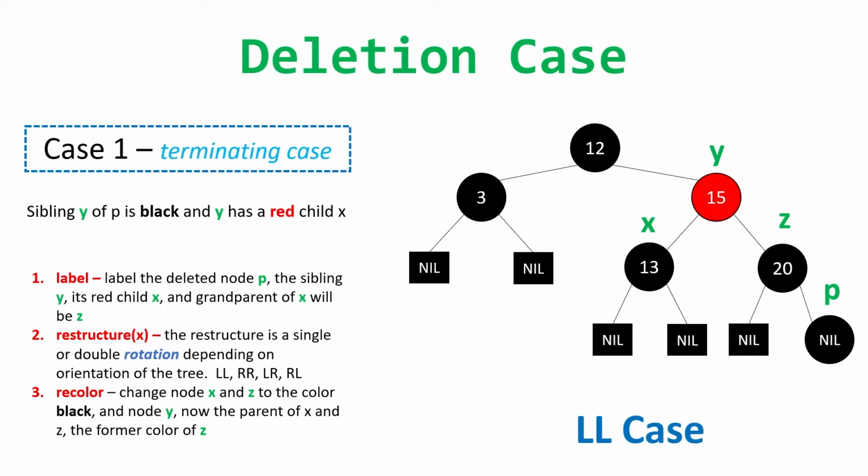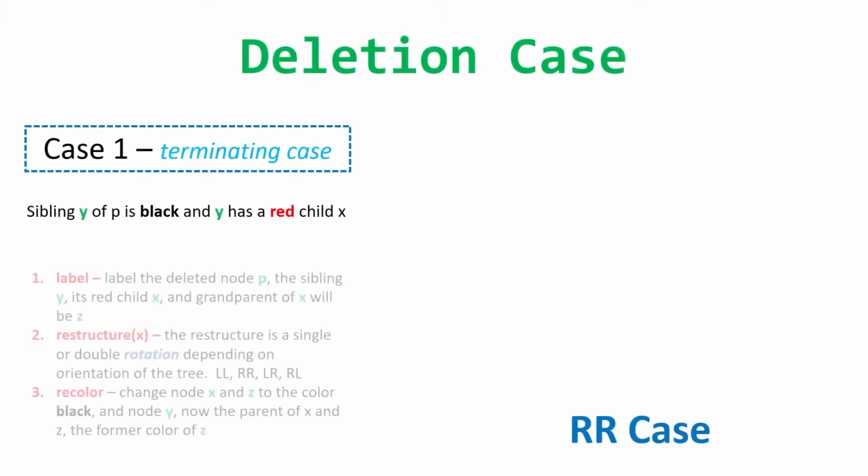So all of the cases, all the subcases for case 1 are terminating cases, all right? Because for case 2 and 3, we may have to come back to case 1, right? Because you could have to propagate the problem up the tree, then eventually you get to case 1 or the root. All right, let's go to the next subcase of case 1.